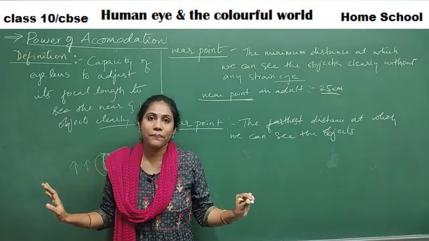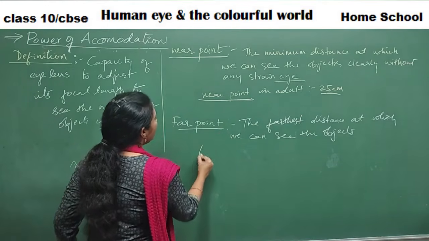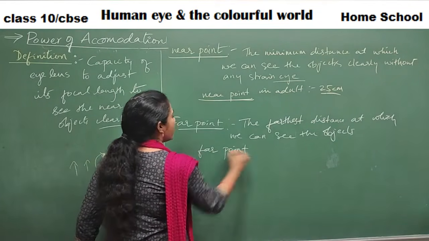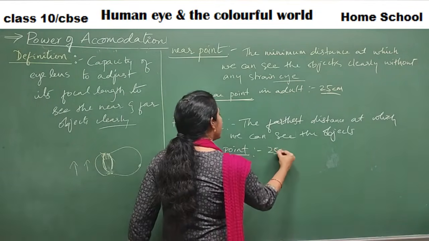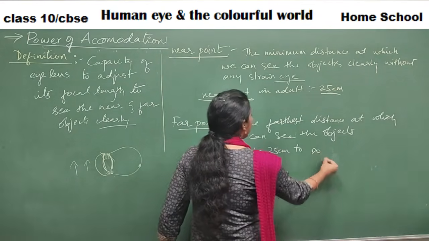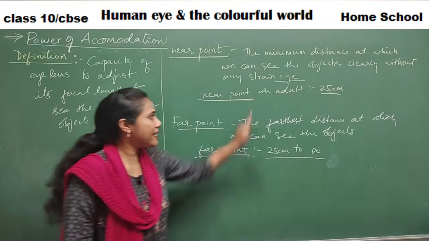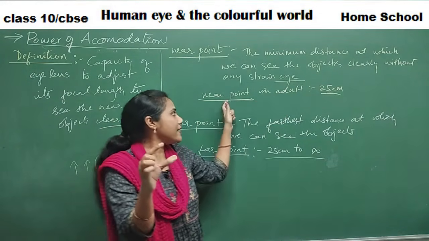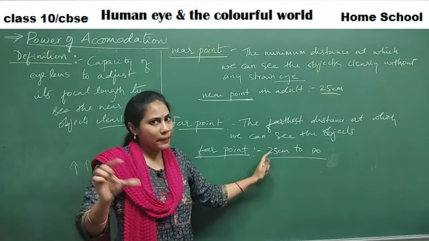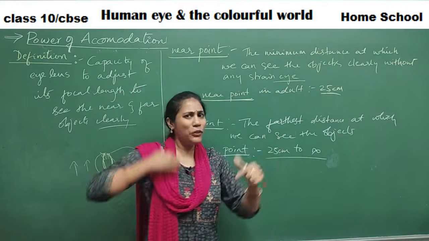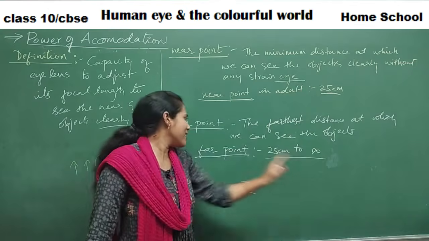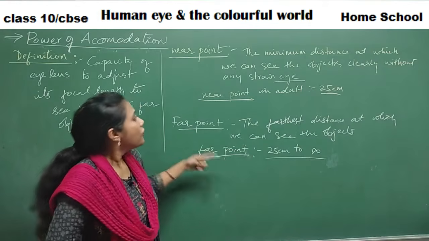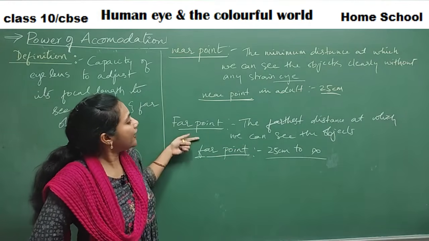Too much far away things also you can see, but you don't see it much clearly. That's the only difference. So the far point in an adult is infinity. The far point is from 25 centimeters to infinity. Exactly 25 centimeter distance, that point we call the near point. After 25 centimeter, that means from 25 centimeter to infinity, it is considered the far point only. Got to know?